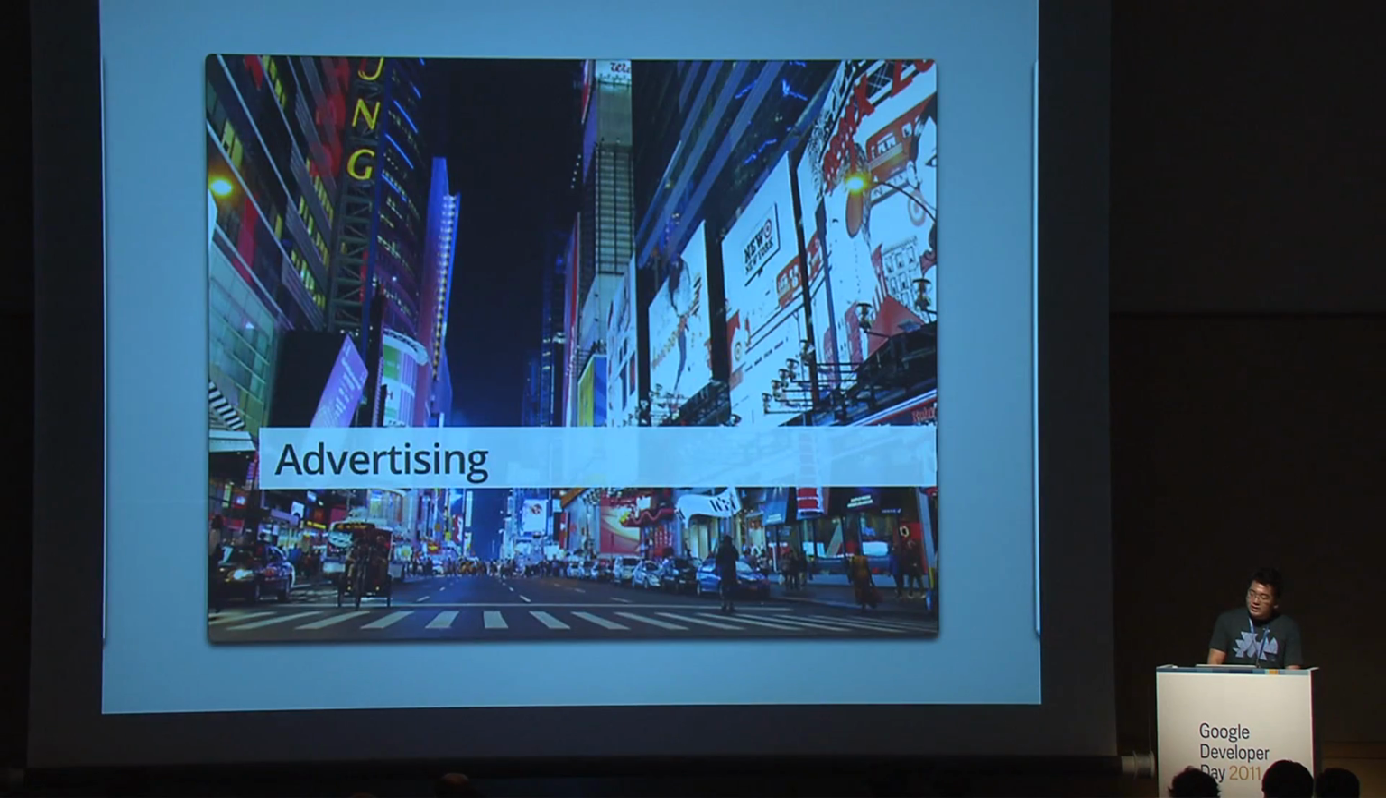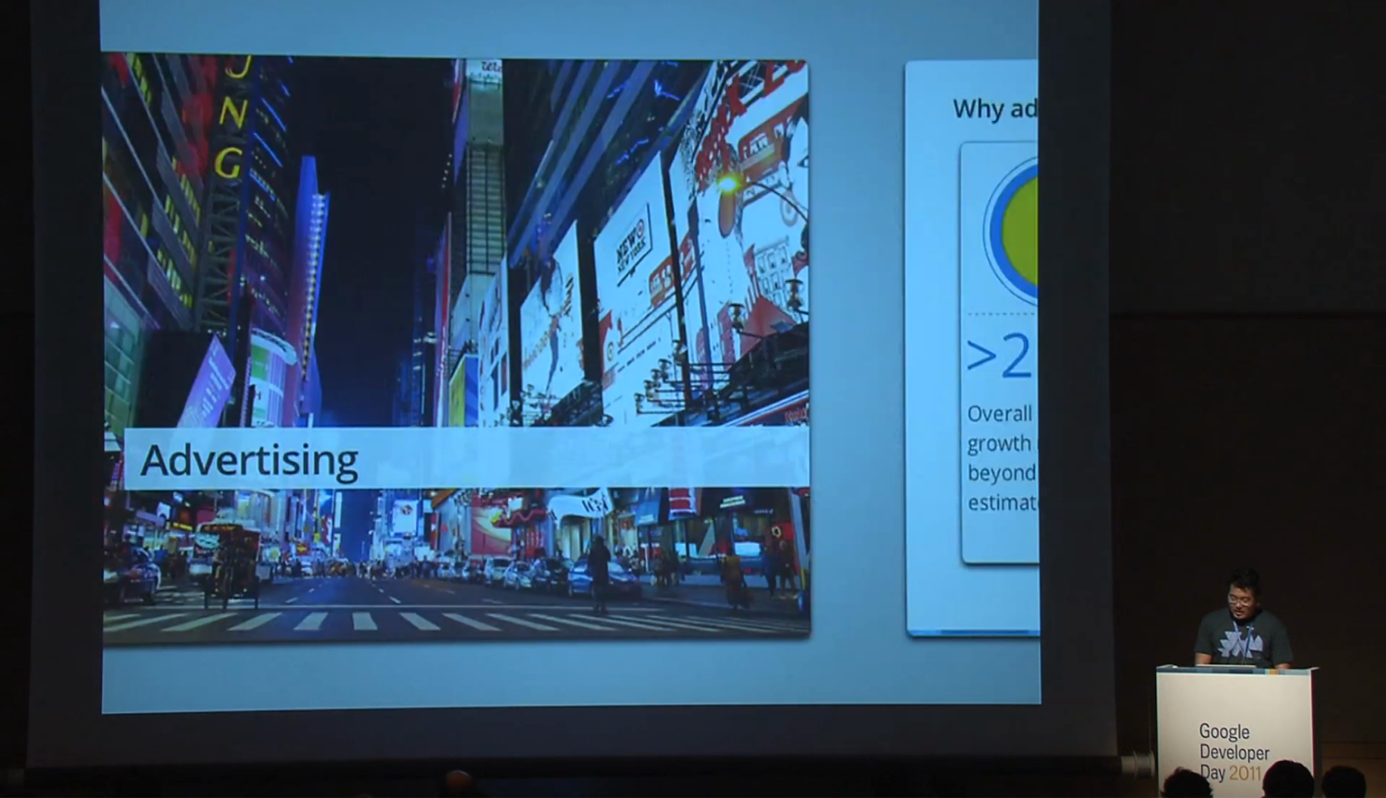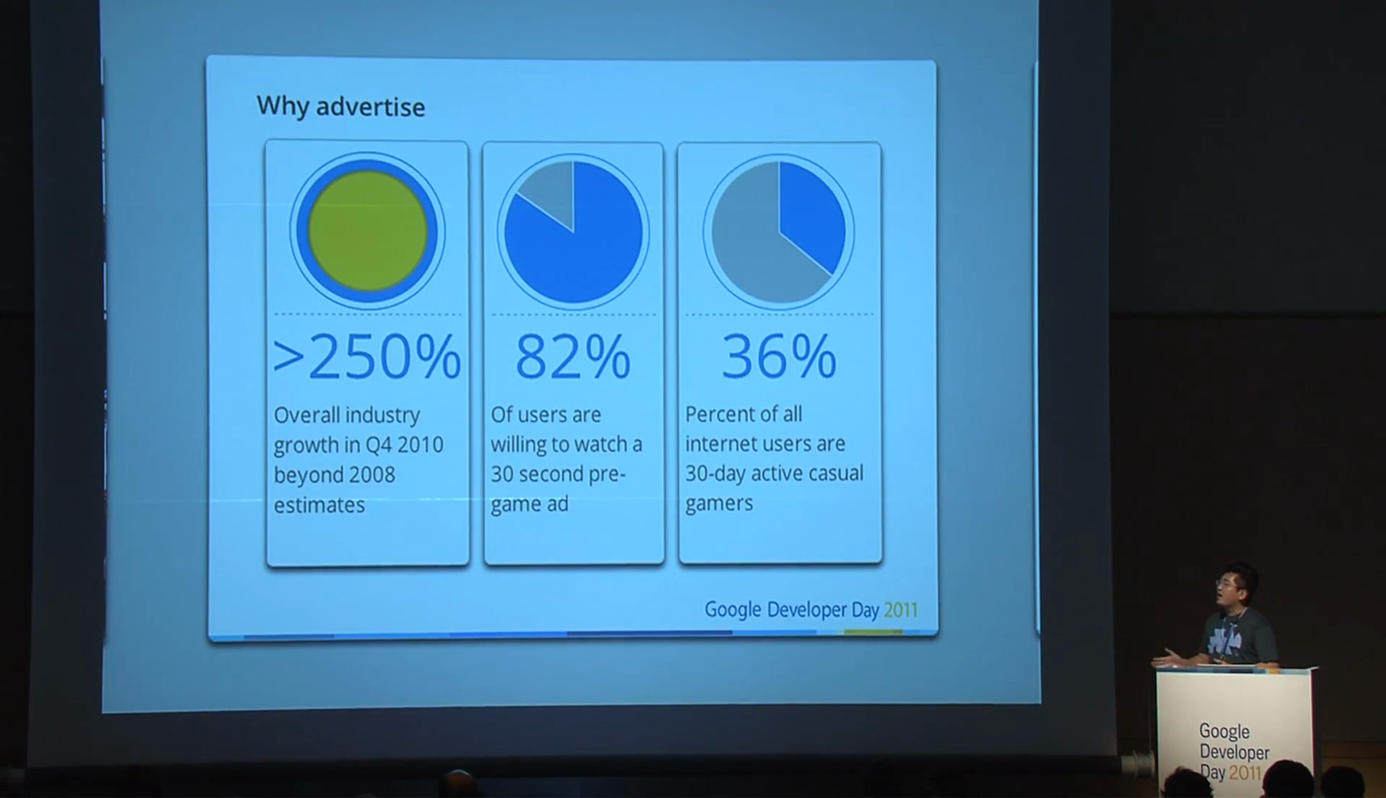So now we are on to the last piece of the puzzle, which is advertising, right? And why do you want to advertise? The most important number that you want to see here is that 82% of users are willing to watch a 30-second pre-roll ad. Some of you may already be familiar with this. If you've ever watched YouTube recently, you've probably noticed that there's an ad that plays before the videos you want to watch play. And I agree, it's a little bit annoying, but developers like yourselves need to get paid somehow. Another good statistic is that 36% of all 30-day internet users are casual gamers.